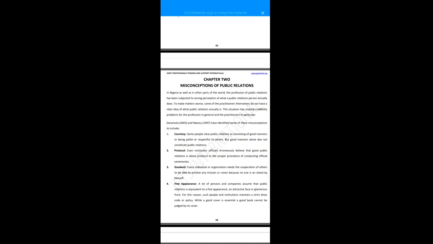Now, Daramola and Nwosu have identified some of these misconceptions, which include courtesy. Some people view public relations as consisting of good manners or being polite or respectful to others. But good manners alone do not constitute public relation. Protocol: even institution officials erroneously believe that good public relation is about protocol or the proper procedure of conducting official ceremonies. These are the misconceptions of public relation: courtesy, protocol, goodwill, fine appearance.